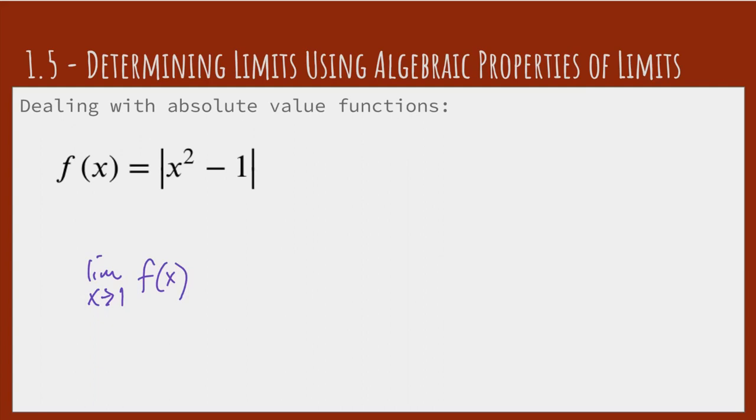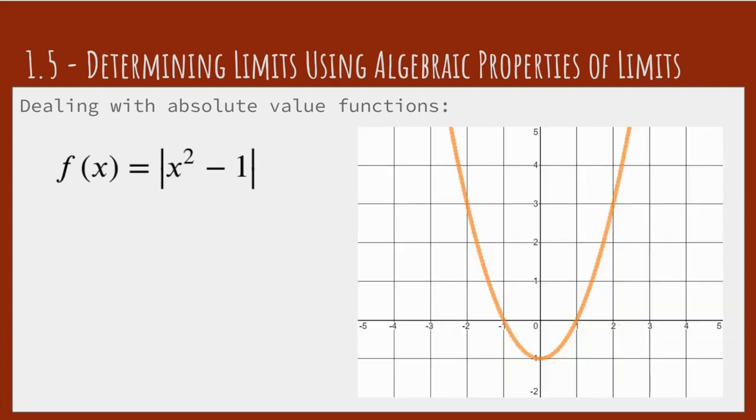Now, this particular absolute value function is a relatively simple one, so we could probably evaluate this limit informally by just understanding what the graph looks like. And that's where I want to start. So remember, with an absolute value function, essentially what we do is we take the inside function, the x squared minus 1, and anywhere that's negative, it becomes a positive.